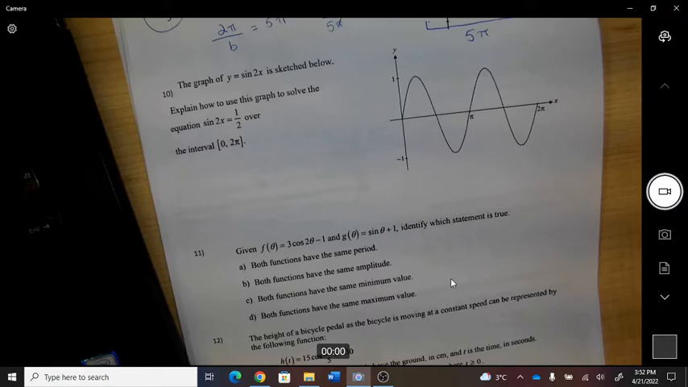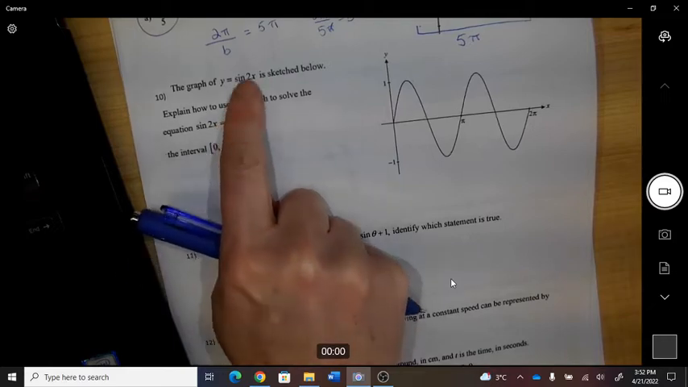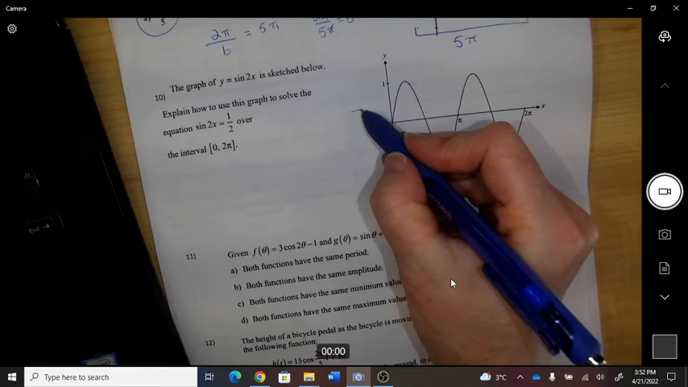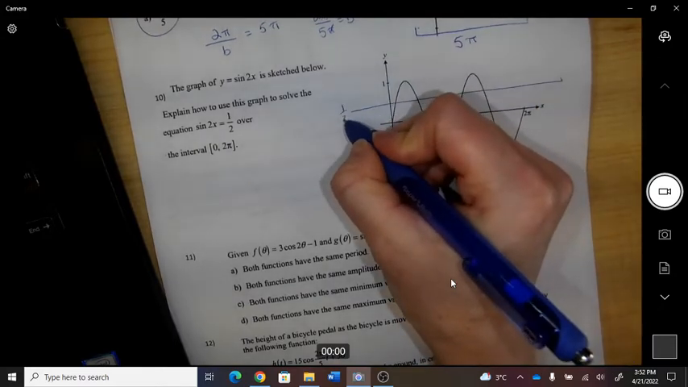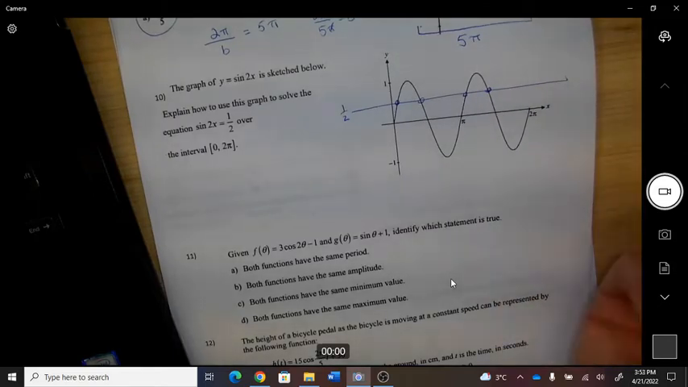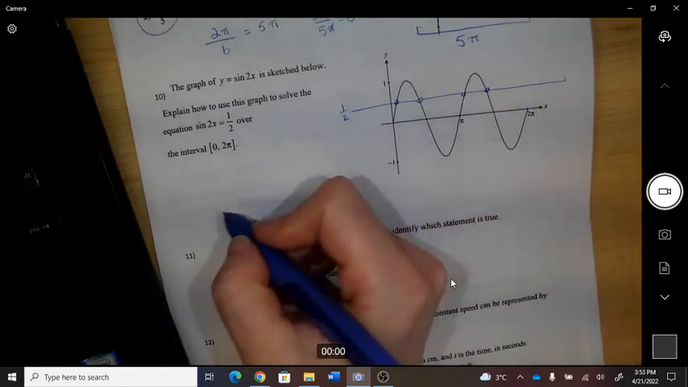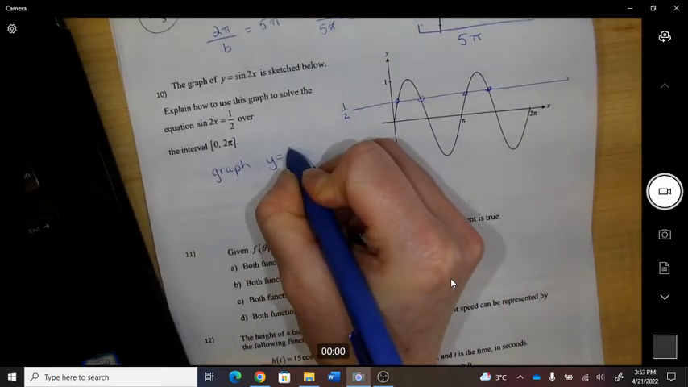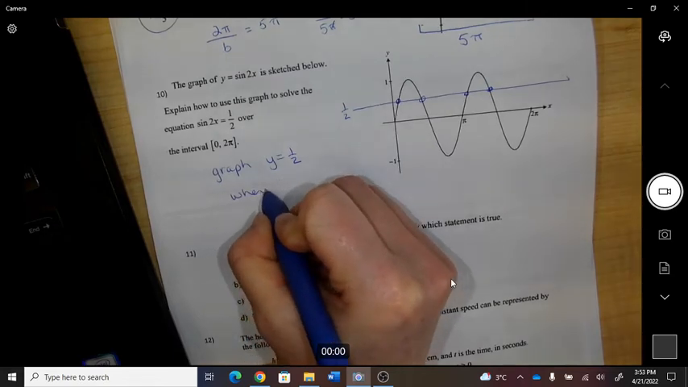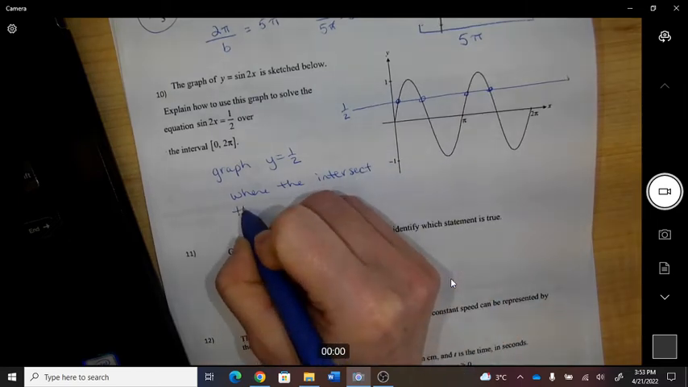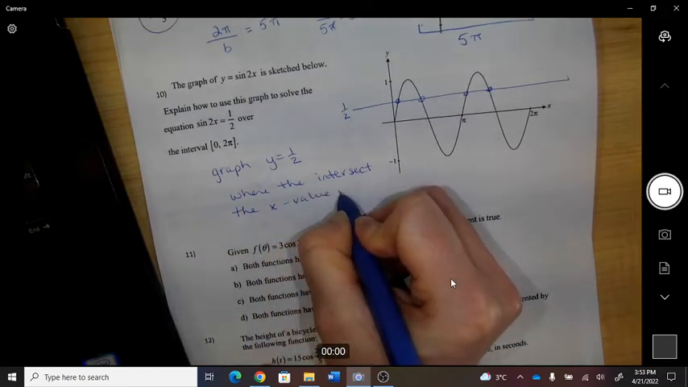This is the sketch below. Explain how this sketch would be used to solve this. So where does this equation equal 1/2? Well, I just would graph a height of 1/2, and these would be my answers. Okay, so explain. So you would just graph a y equals 1/2, and where they intersect, the x value is the solution.